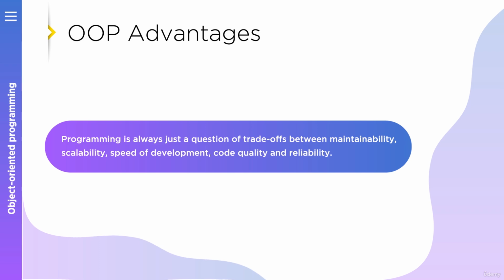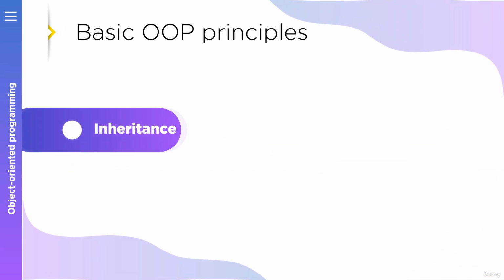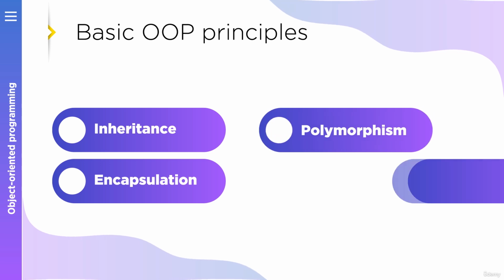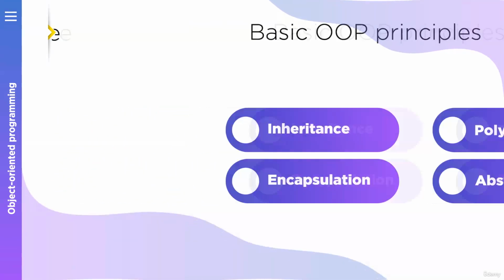And now, when you understand on a high level what object-oriented programming is and why we need to learn it, let's review basic OOP principles. They are inheritance, encapsulation, polymorphism, abstraction. Let's go one by one.